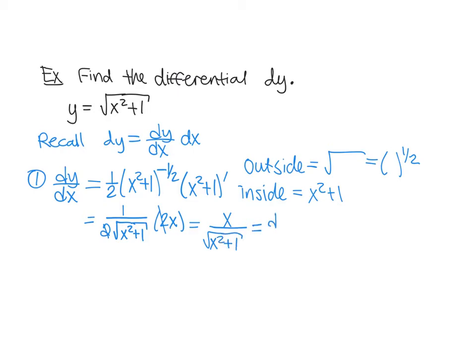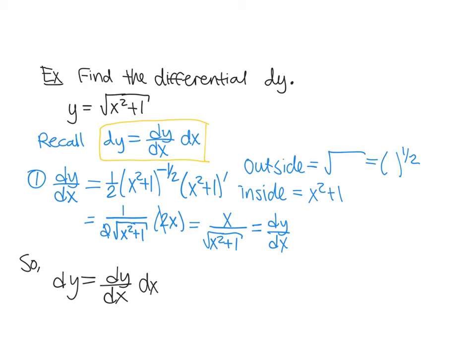Now that equals our derivative, but we're looking for the differential, so we just use the definition. So dy equals, just writing out the definition, the derivative times the differential dx. dy dx we just found is x over the square root of x squared plus 1, times dx. And that is our answer here. That is the differential.